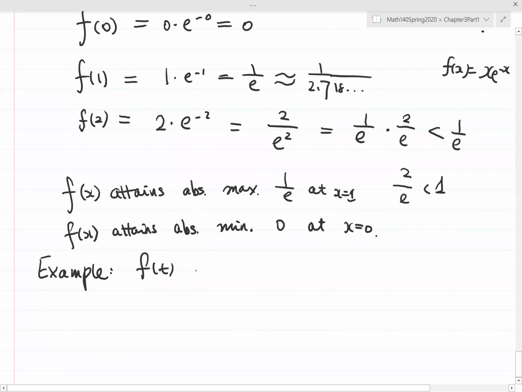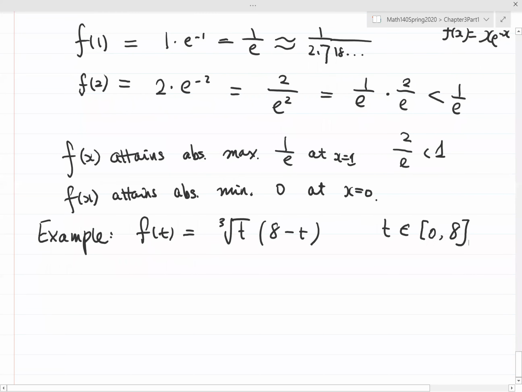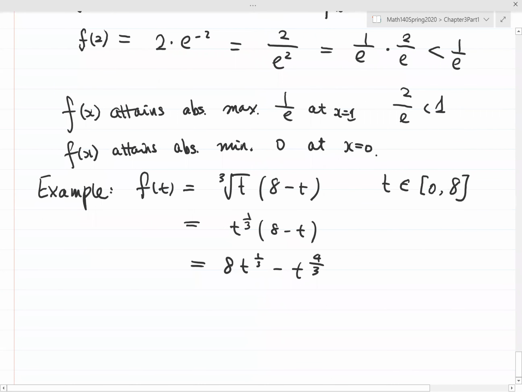f(t) equals the cube root of t times (8 minus t), where t is from 0 to 8. All right. Now what we do is use the closed interval method. So differentiate. f(t) is t to the 1/3 times (8 minus t). We distribute: 8t to the 1/3 minus t to the 1/3 times t. We add the exponents, 1/3 plus 1, so we get t to the power of 4 over 3.